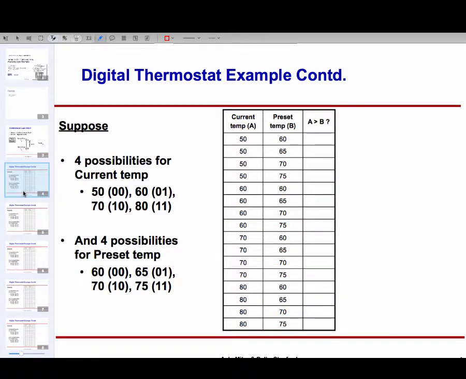So now let's look at what this function A greater than B would look like. So A and B, the current temperature and the preset temperature, are both 2-bit numbers. They can take 4 distinct values. So let's imagine our representation was such that on current temperature, 00 meant 50 degrees, 01 meant 60 degrees, 10 meant 70 degrees, and 11 meant 80 degrees. And for preset temperature, 00 meant 60, 01 meant 65, 10 meant 70, 11 meant 75.